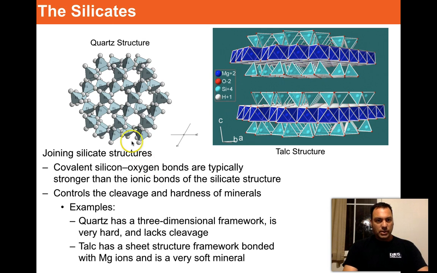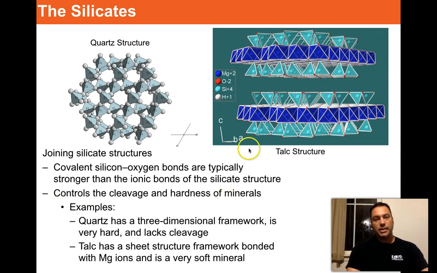So you can see how these things are all combined, end to end, tip to tip. In this one here, they've actually put the oxygens at the corners of the tetrahedron, but here they've left them off. But you get the idea, it's the same stuff. So what kind of bonds control the situation? Well, covalent silicon-oxygen bonds are typically stronger than the ionic bonds of the silicate structure. So what does that mean? That means that, generally speaking, far and away the prevailing type of bonding you find in the silicates is covalent bonding, and it controls the cleavage and hardness of minerals.